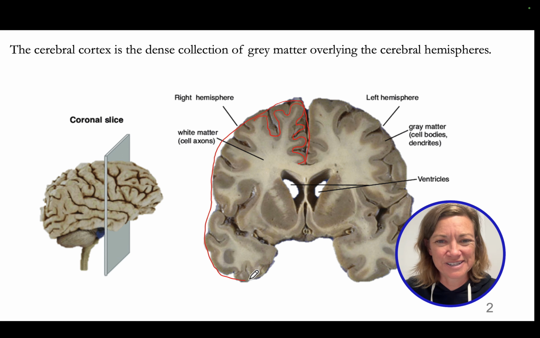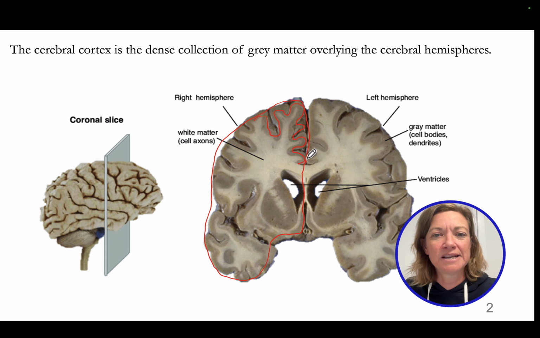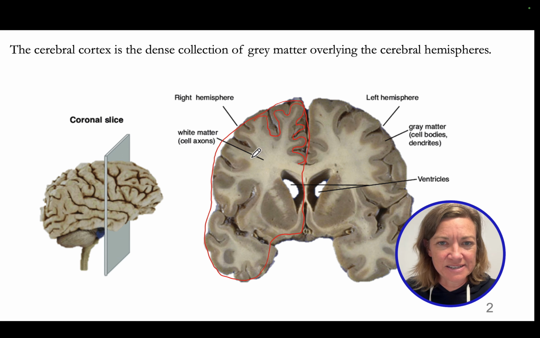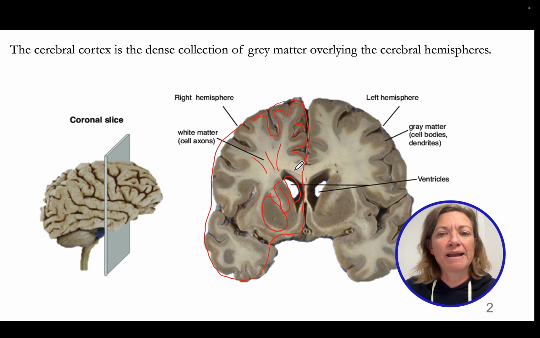So here's the whole right hemisphere, tracing with my pen, and you can see that it includes not only the cerebral cortex, but the white matter beneath it, and the deep brain nuclei, and even the ventricular spaces. So cerebral hemisphere, inclusive term, cerebral cortex, very specific term.